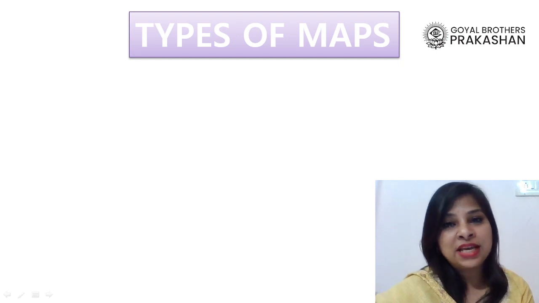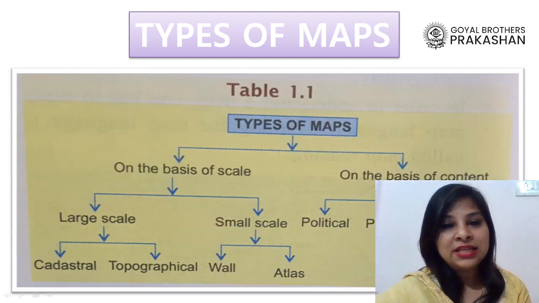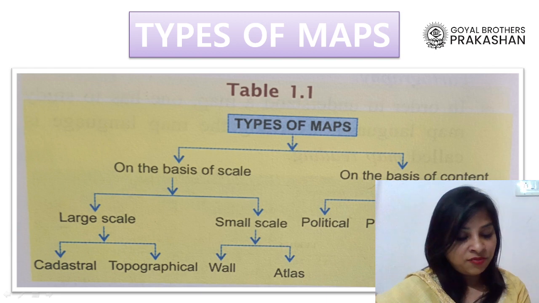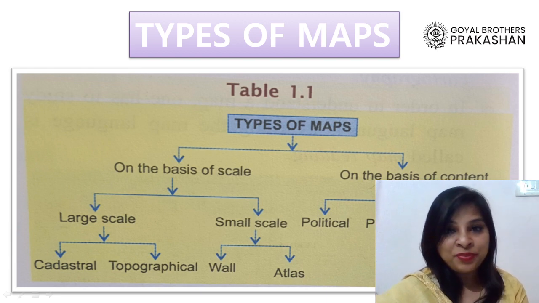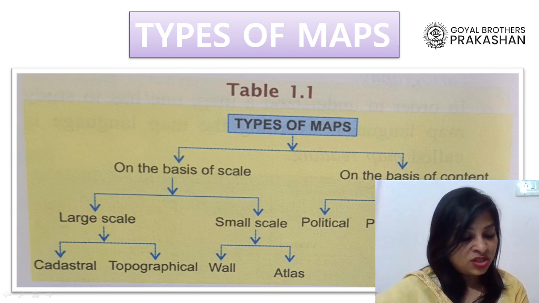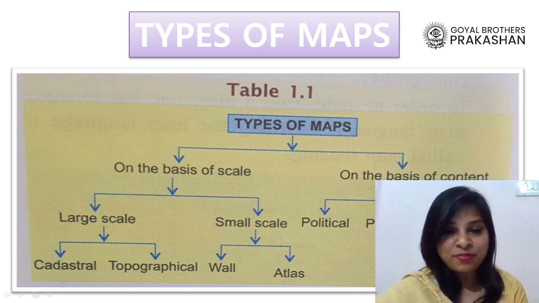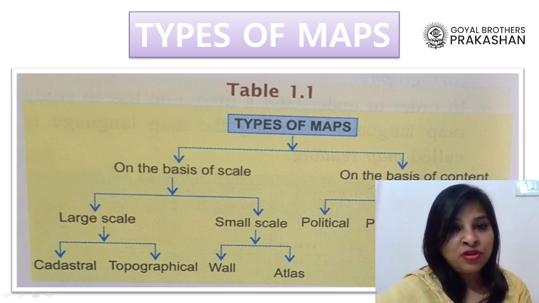Now comes the types of maps. Types of maps, in this we will do on the basis of scale and on the basis of content. Now on the basis of scale, we have two types of map, large scale map and small scale map. Now large scale map, one example will be the cadastral map or the topographical map.